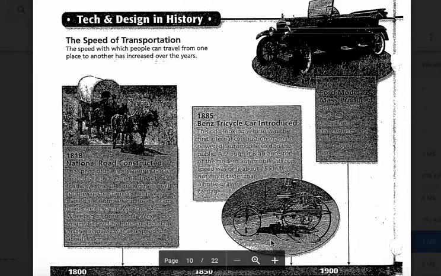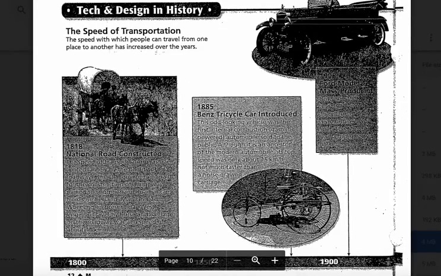This is kind of funny, the tech and design in history. Horse-drawn wagon. Funny bicycle. Tricycle, actually. Old car. All these things can have speeds, I guess.